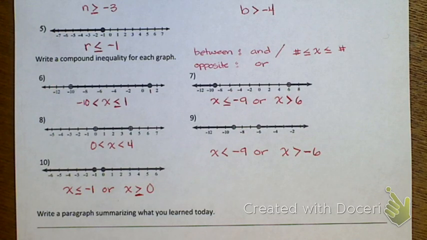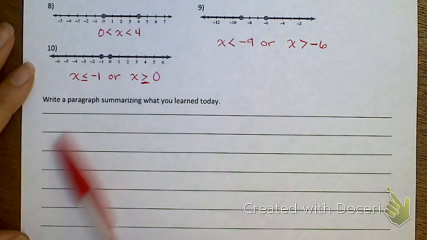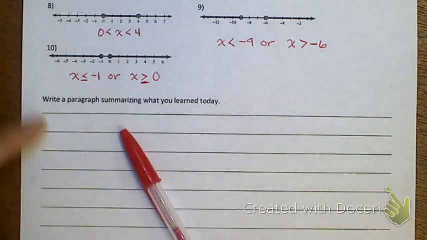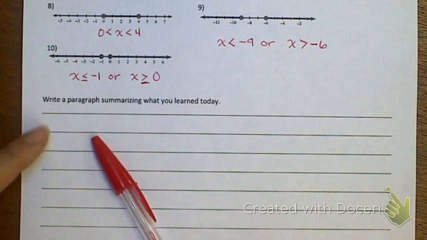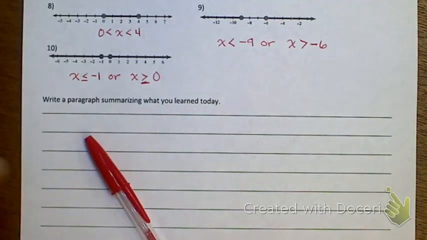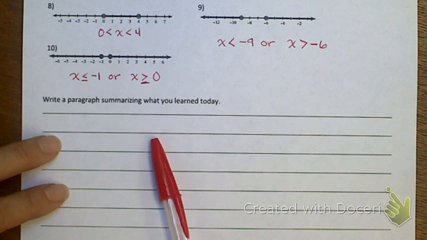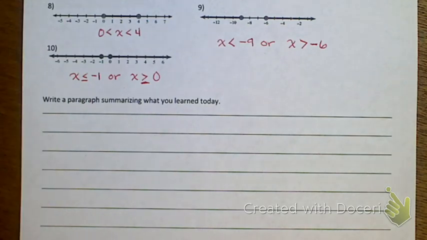All right. Now that we've got all of those examples completed, you are going to write a paragraph that summarizes what you learned today. So down here in this next section, you need to write a paragraph. I want in your summary for you to explain how to write an inequality from a graph, and also how to write a compound inequality for a graph. So you should have 2 parts in your paragraph right here. Once you're done writing your paragraph, you can start on the D4 homework, which is posted on Google Classroom.